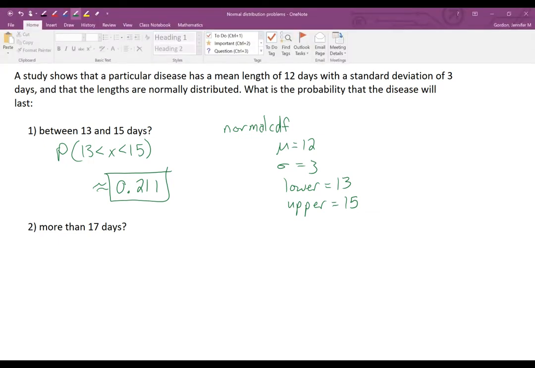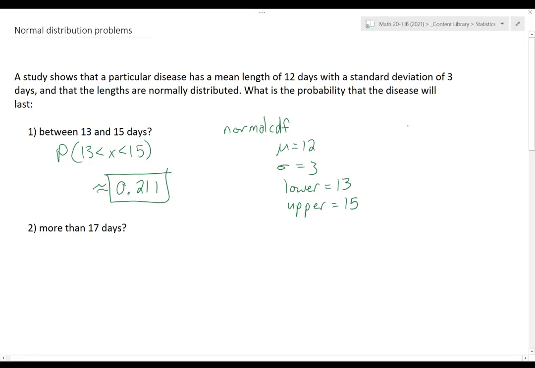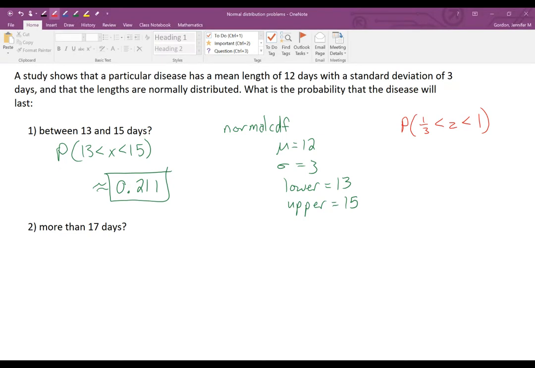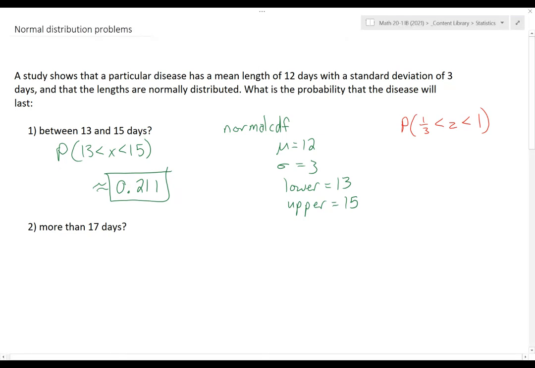So if I had looked at this in terms of z-scores, what I would be looking at is a probability that the z-score is between 1/3 of a z-score and 1. And that's simply not something we know from the standard graphs. So we need to use technology or actually a z-score table to find that information. So what do I do in an instance where I don't have one of the bounds? My calculator requires a mean, a standard deviation, and a lower and an upper bound. But if I don't have, in this case, an upper bound, what can I do?